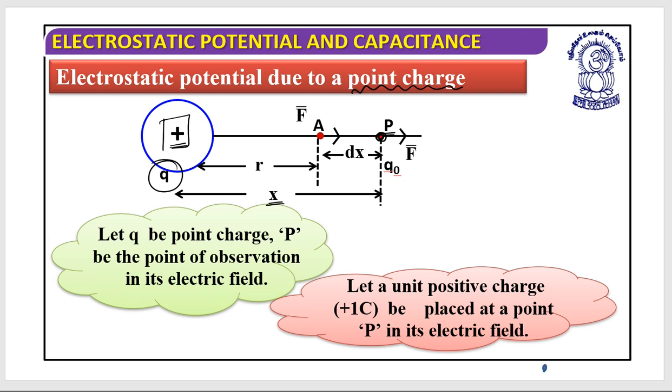This point is at a distance of x from the point charge q. So q is the point charge and P is the point of observation, and let a unit positive charge, plus 1 coulomb, be placed at point P in its electric field.